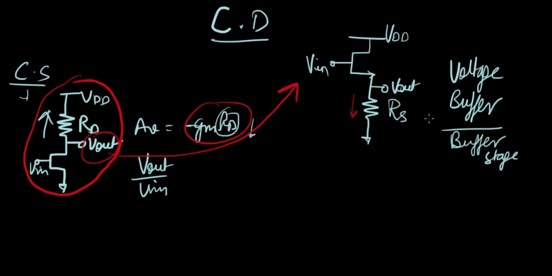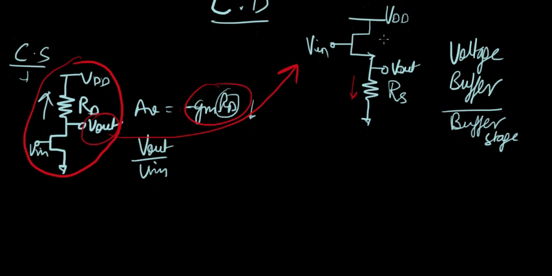Now we'll derive the gain of this stage and see why it's called a voltage buffer. I might make this video in two parts as well, so stay tuned. So if we take this stage and start writing the equations that will lead us to the gain equation, we can forget about this part now.